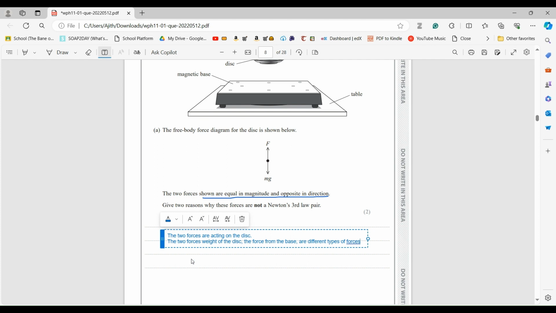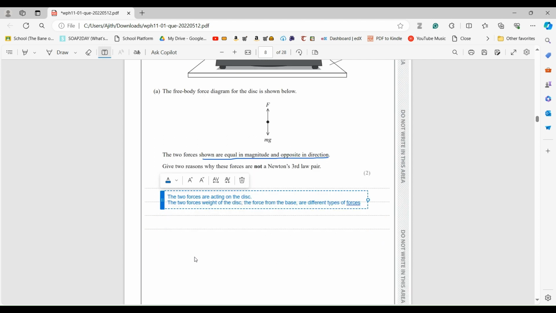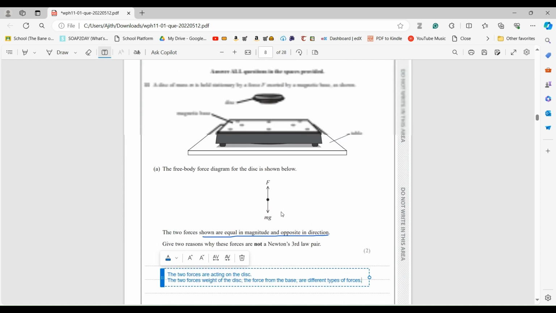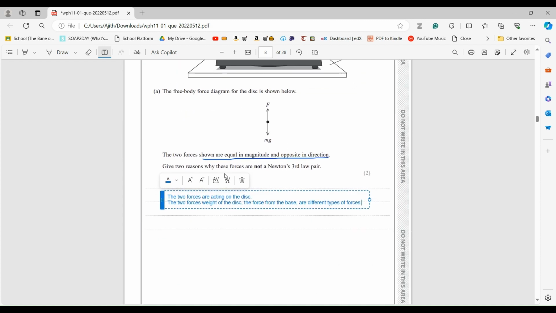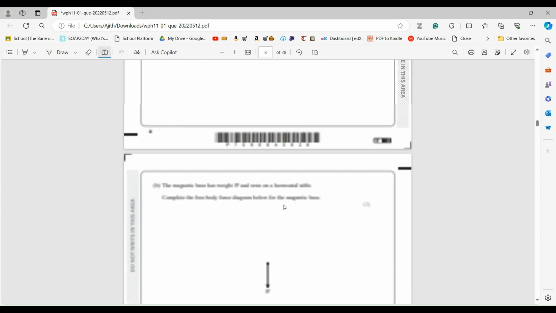Now one example of a Newton's third law pair of forces is when you are swimming, you push the wall of the swimming pool and the wall pushes you back. In this situation, both the forces that we are considering are push forces, whereas here these two forces are different types of forces, they are not the same type of force. So that's why this cannot be a Newton's third law pair.